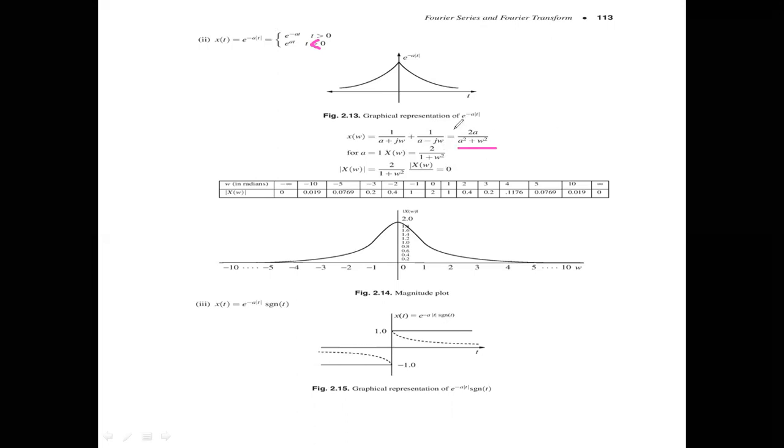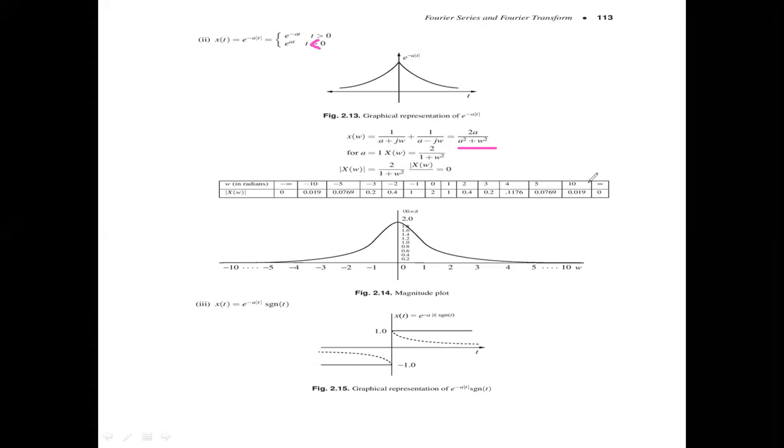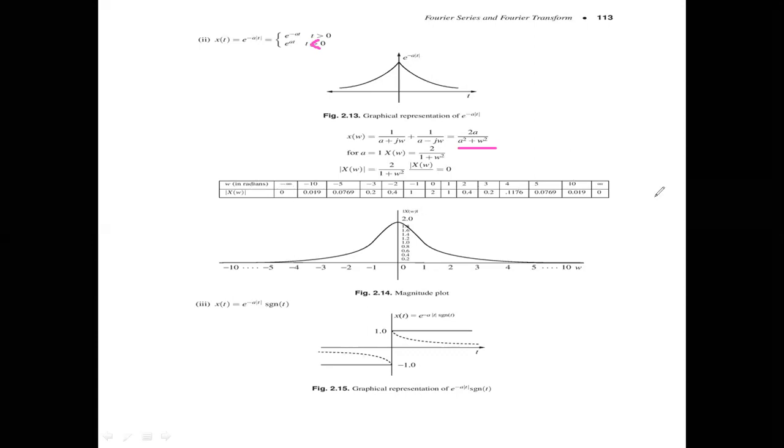And here also you can find out the magnitude and the phase. The magnitude is 2/(1+ω²), and the angle is 0. By taking values of t from minus infinity to plus infinity, we will get the magnitude spectrum and the phase spectrum.